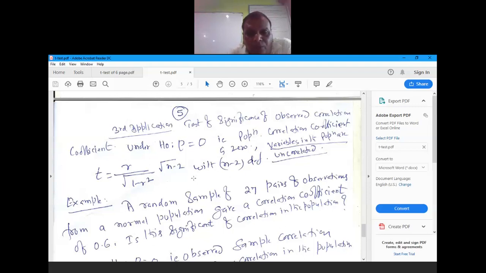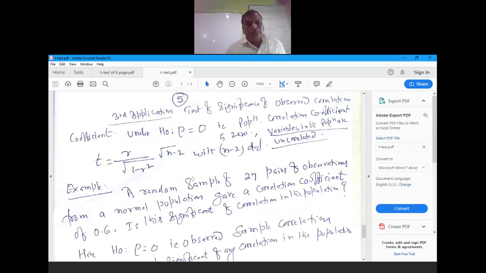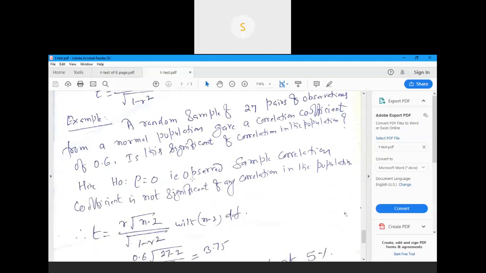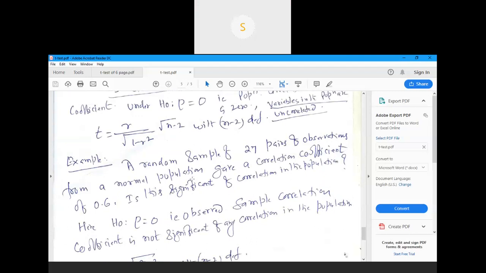Then you may write example. So you have to remember the formula to test the significance of observed correlation coefficient, that is T is equal to R into under root n minus 2 divided by under square root 1 minus R square with n minus 2 degree of freedom.